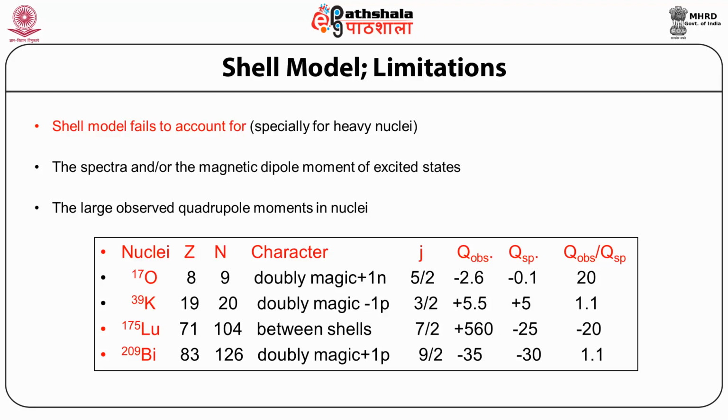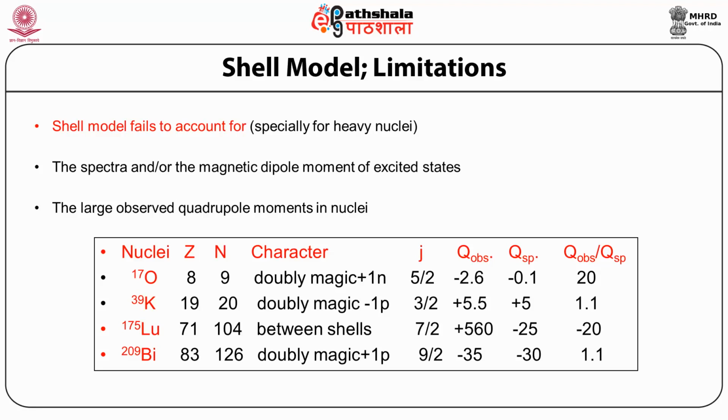predicted value. Similarly, in case of potassium 39, which has 19 protons and 20 neutrons, we can characterize it as doubly magic minus 1 proton. That missing proton, or the hole, is in the j equal to 3/2 orbital. For this nucleus, experimentally people have observed a quadrupole moment of +5.5, whereas the shell model predicted +5. So there is a factor of 1.1. We can say that this is more or less the same.